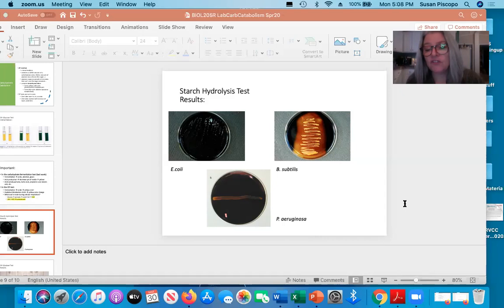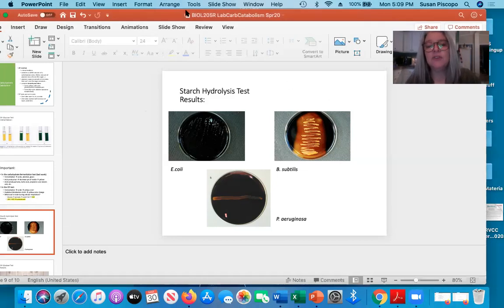And you can see in the first table for results, it's the starch hydrolysis results. And there are 3 organisms listed. And for once, those are the 3 organisms that we're going to have results for. So Bacillus subtilis, E. coli, and Pseudomonas aeruginosa. So you have three columns you need to fill out. You have the growth column, you have the color of the medium around that growth, and then you have whether or not the starch was hydrolyzed. So let's take a look.